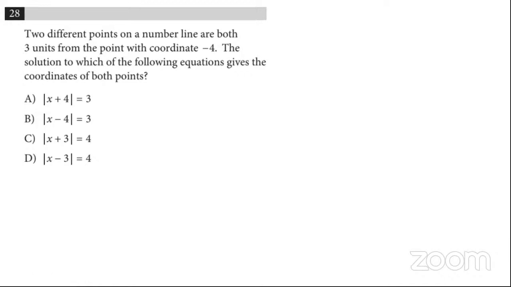So next question. Read the question. I'll give you like 1 minute to read the question. See if you can solve it by yourselves. I'll give you like 2 minutes. It's very easy. Try it out yourselves.